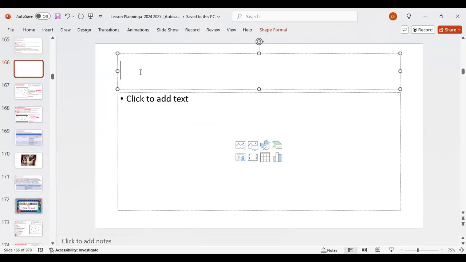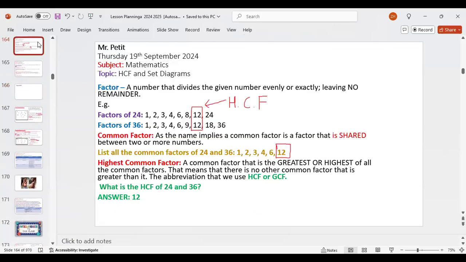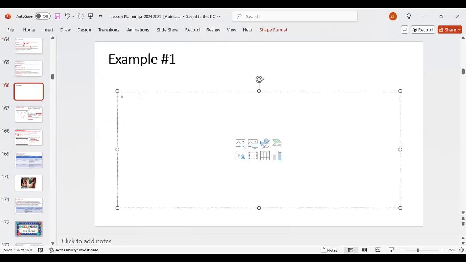All right, move right along. Example number 1. Mr. Petit, you go back for 2 seconds, please. Who's that, Jeremiah? Yes, sir. Okay. Got it? No problem. All right, so example number 1.